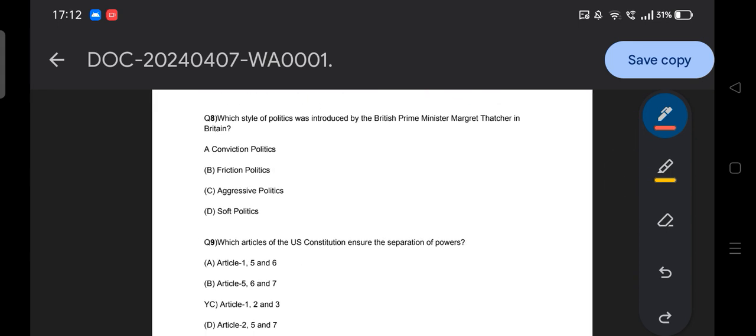Then question number 8: which style of politics was introduced by the British Prime Minister Margaret Thatcher in Britain? Option A, conviction politics; friction politics; aggressive politics; and soft politics. To be honest, I don't know this answer properly. I have searched a lot but did not find the answer. If you know, you can send it to my Telegram ID. I will try to address this question, because I don't want to make any wrong comment on these questions.